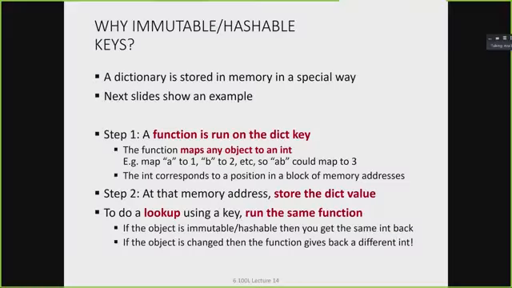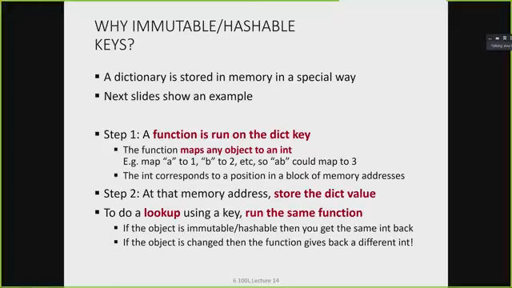At that memory location, you'll store the value. So next time you want to look up the value associated with a key, you just run that same hash function. The function won't change. You run the same hash function on your object, and you'll be able to get that same integer back. You'll be able to grab that same value back.